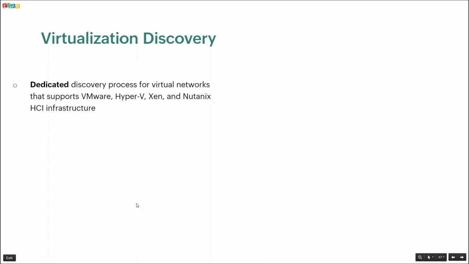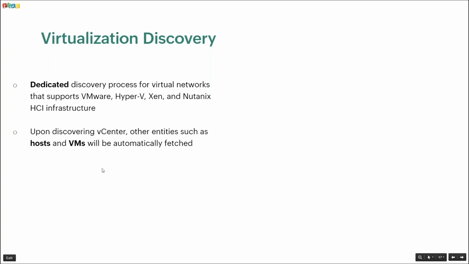So by using OpManager, we have a dedicated discovery process for virtual networks that supports VMware, Hyper-V, Xen, and Nutanix HCI infrastructure. Upon discovering the vCenter, other entities such as hosts and VMs will be automatically fetched. You need not manually add them one by one.